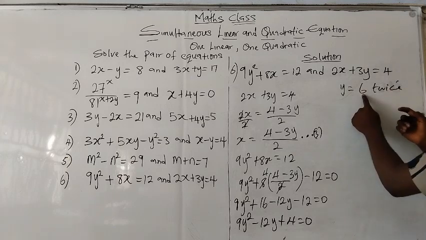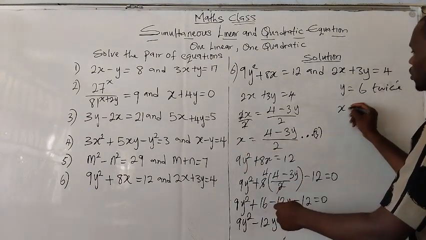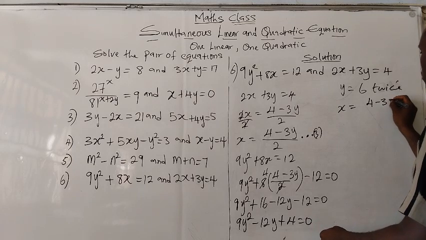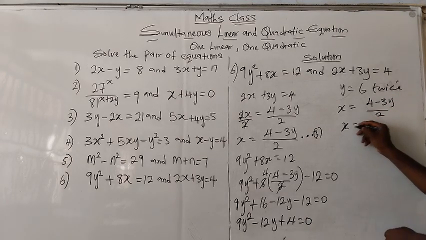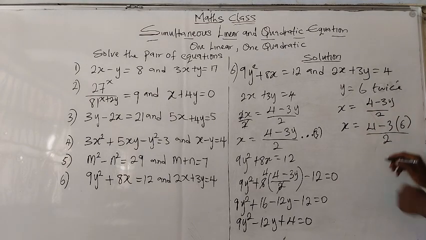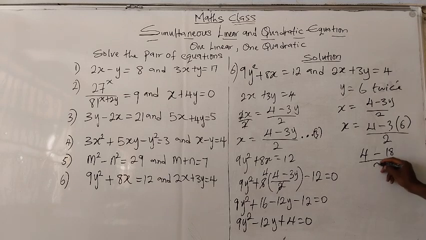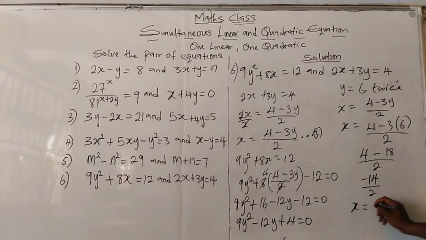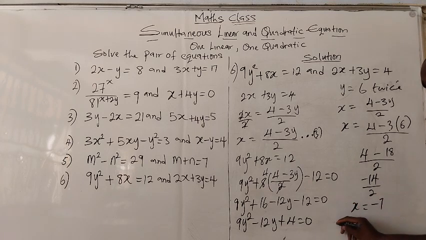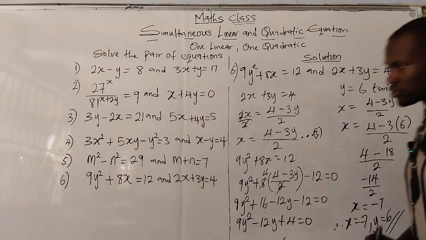So having gotten y as 6, substitute y as 6 in this equation 3 to get x. So x is going to be 4 minus 3y over 2. We have x to be equal to 4 minus 3 into 6 all over 2. We are having 4 minus, multiply 3 and 6, you have 18 over 2. Subtract, you have negative 14 over 2. So our x is negative 7. So when x is a negative 7, y will be equal to a positive 6. And this becomes the solution to question number 6.